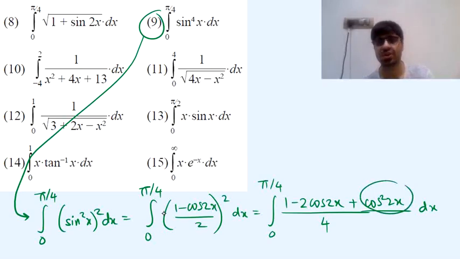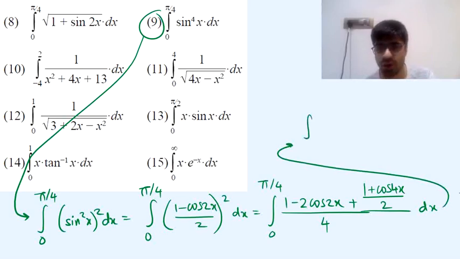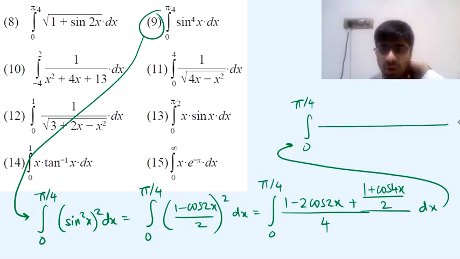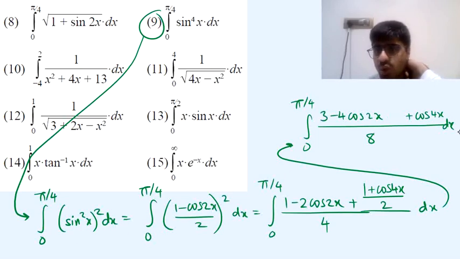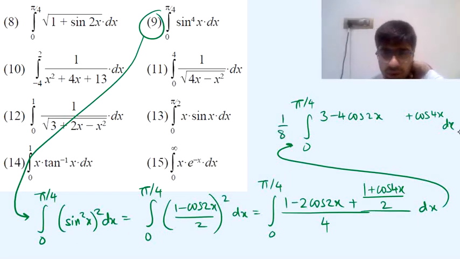Now let's rewrite this cos square 2x here only as 1 plus cos 4x by 2. And if we simplify that expression further, we have integration from 0 to pi by 4. I'll prefer to combine all the terms, and we will have 8 in the denominator, so we will have 2 minus 4 cos 2x plus 1 plus cos 4x, and 2 plus 1 makes it 3. So we have 3 minus 4 cos 2x plus cos 4x, 1 by 8 can be taken out common, and let's just continue it here.